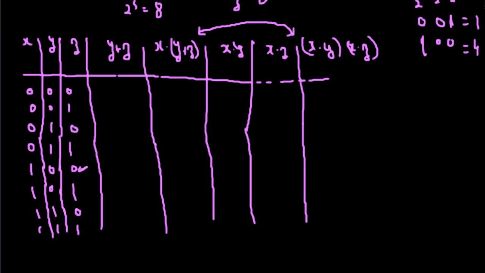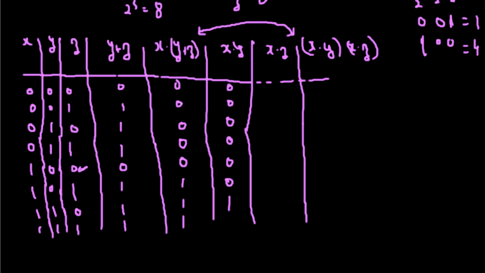So let's find y plus z. Y plus z is 0 1 1 1 0 1 1 1. Now let's multiply this with x. 0 0 0 0 0 1 1 1. Now let's find xy. 0 0 0 0 0 0 1 1.